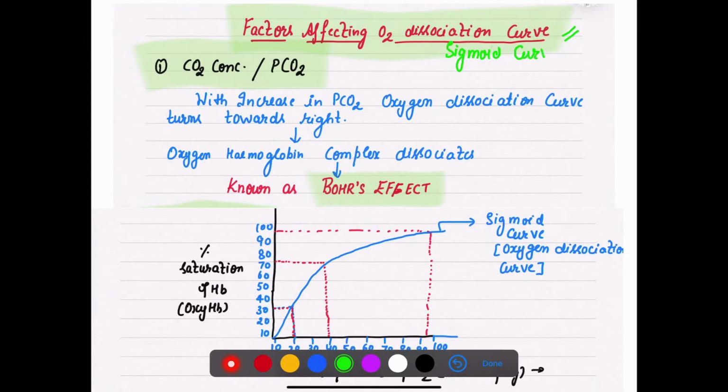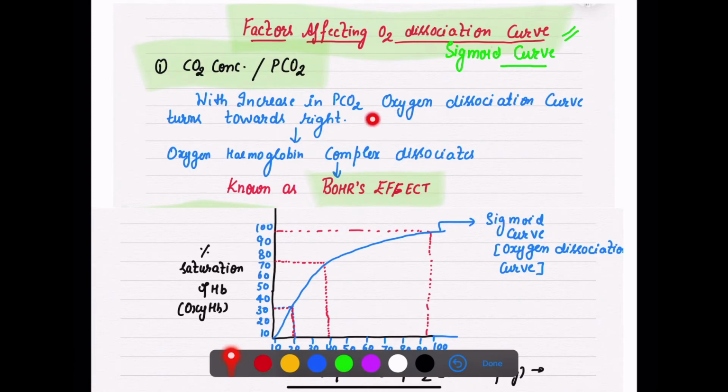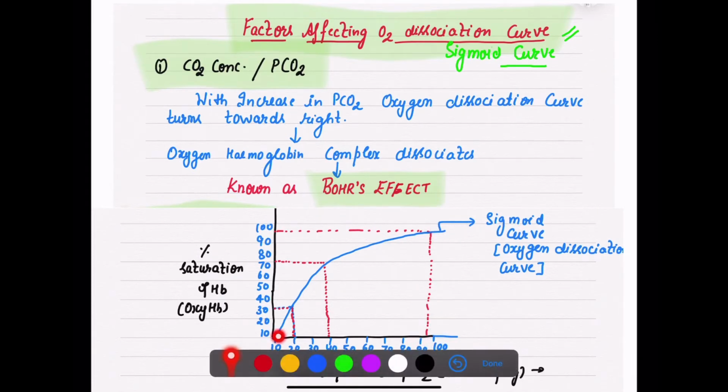As you know, CO2 is the first factor which is going to affect this curve, that is CO2 concentration. If there is an increase in the CO2 concentration, then the oxygen curve will move towards the right. If oxygen is more, then ultimately it is going to saturate at 97%, it is saturating at the partial pressure 95. But if CO2 is more, now this curve will move towards the right.